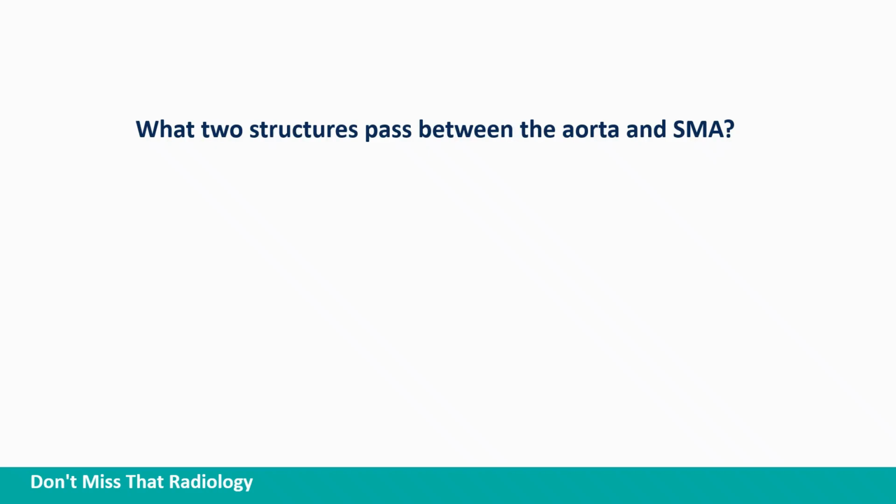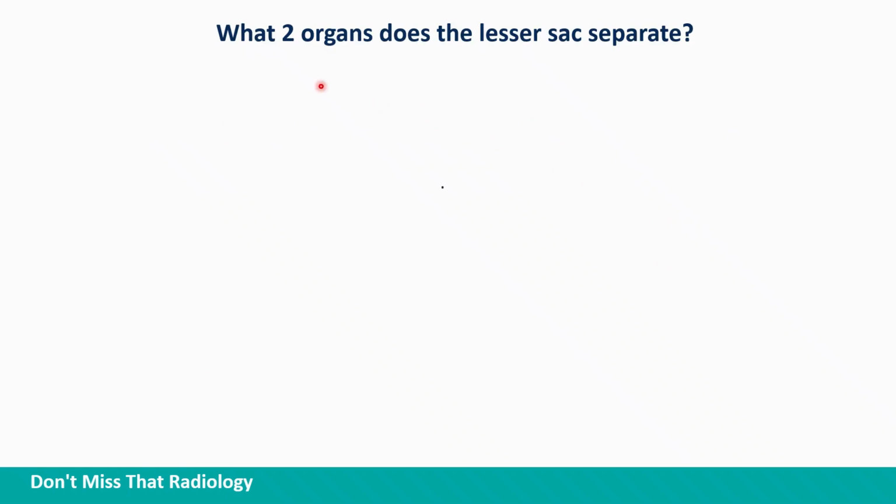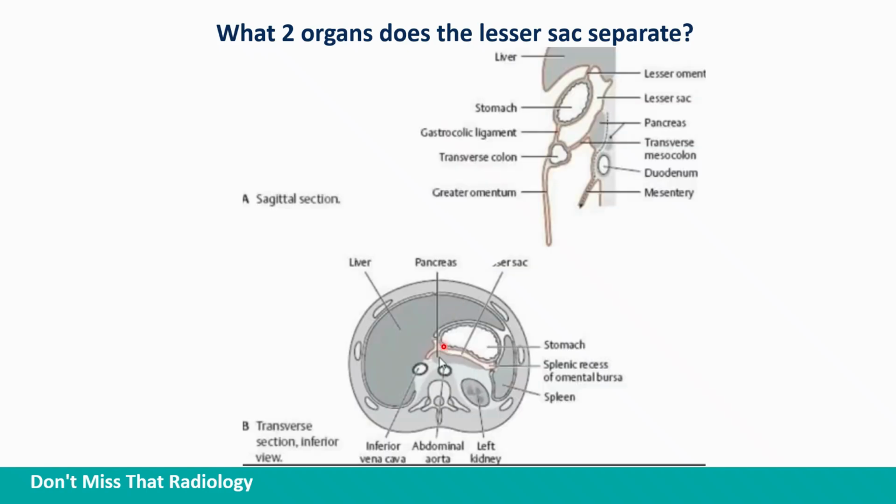So let's review what we did last time. What two structures pass between the aorta and SMA? That's going to be the left renal vein and the duodenum. What two organs does the lesser sac go between? That's going to be the stomach and the pancreas. We talked about why that's important for pancreatitis. So there's our lesser sac between the stomach and the pancreas.